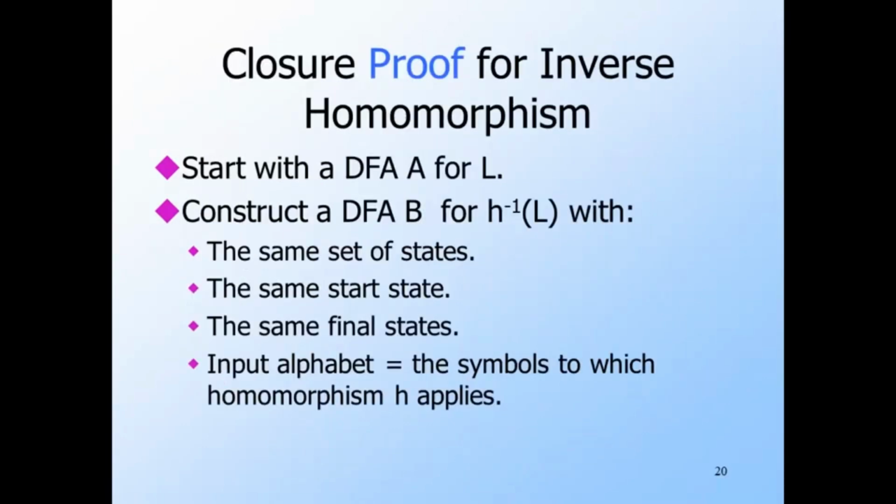While for forward homomorphism, the regular expression representation was dandy, to show that the inverse homomorphism of a regular language is regular is best done with DFAs. Okay. Start with a DFA A for L and construct a DFA B for H inverse of L. B has almost everything the same as A, the same states, the same start state, the same final states. But the input alphabet for B is the appropriate input alphabet, that is, the set of symbols to which the homomorphism H applies. We then fix up the transition function for B to reflect both the new set of input symbols and the effect on those symbols of the homomorphism.